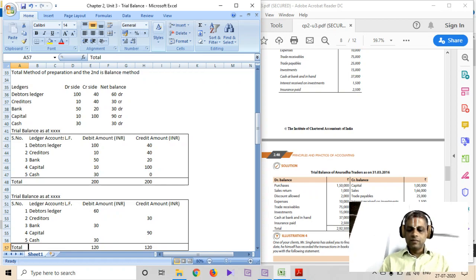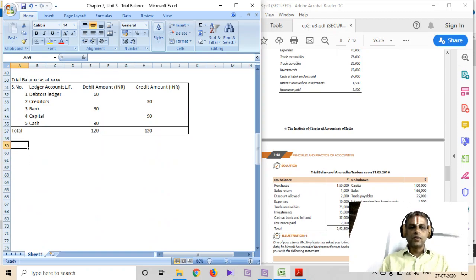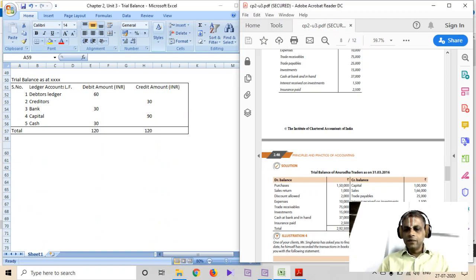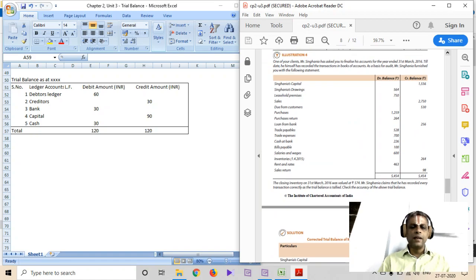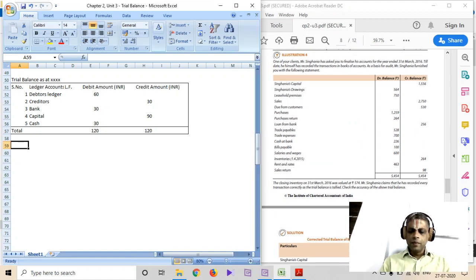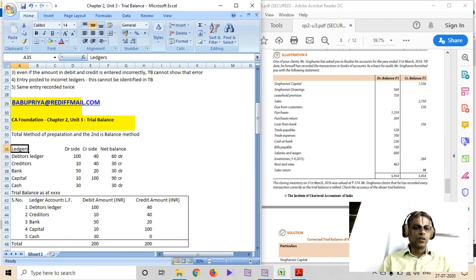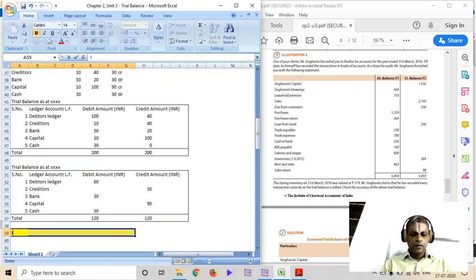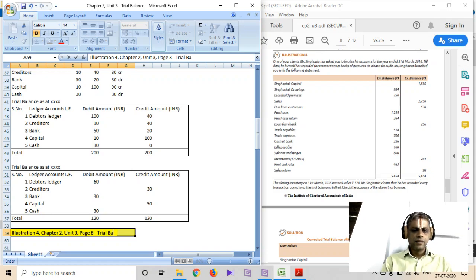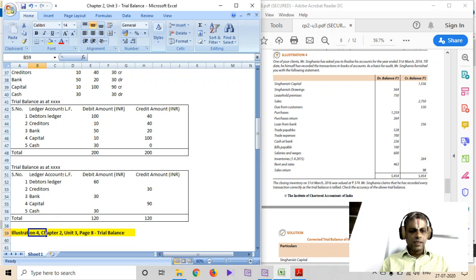Let's get into some illustrations and also the test your understanding questions, right? I'm in illustration 4. Just in case, students, friends, you have any doubts or clarifications, you can ask. As usual, you can send an email to my email ID at babupriya@rediffmail.com, and I'll come back to you. But let's continue with the illustration now. I'm in illustration 4, chapter 2, unit 3, page 8, trial balance. I'm in the CA Foundation book.